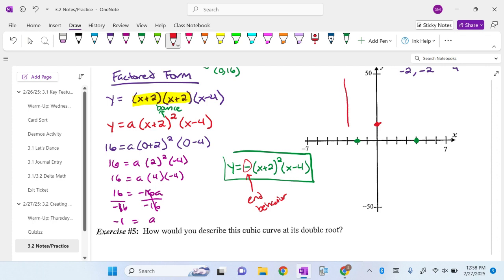So if we drew this, and we're going to have our y-intercept at 16, it would look something like this. Now, don't forget, you have a bounce at -2. So you just bounce right back up. You're going for a little bit. You go back down, and it crosses at 4 because it's only counted once. So this is what your graph would look like.